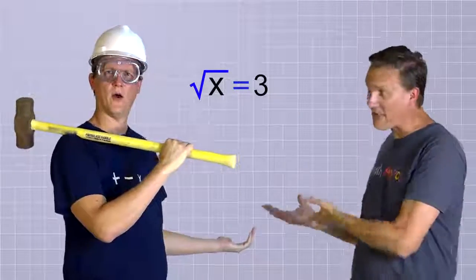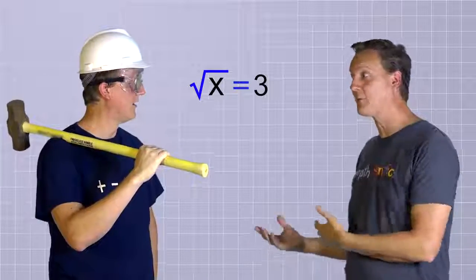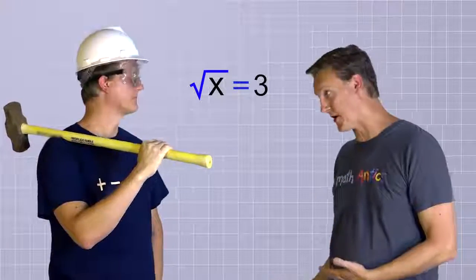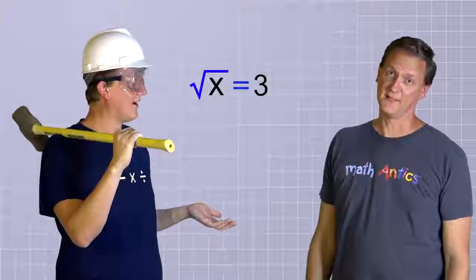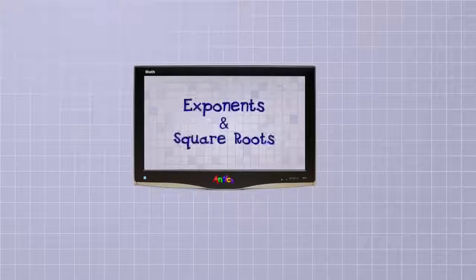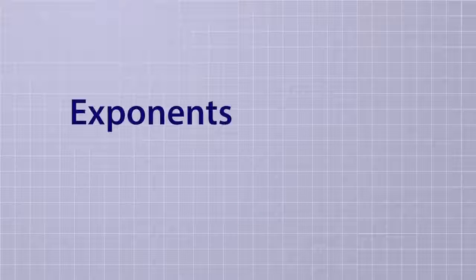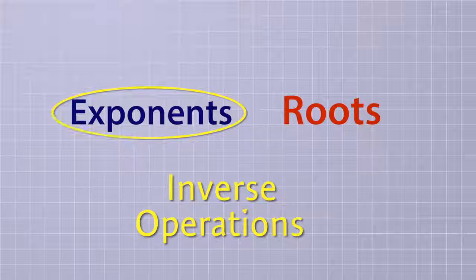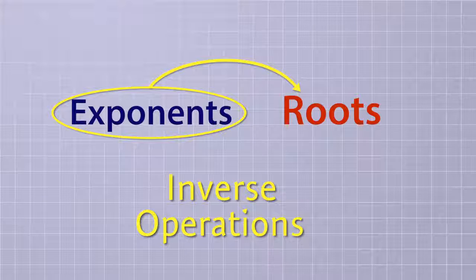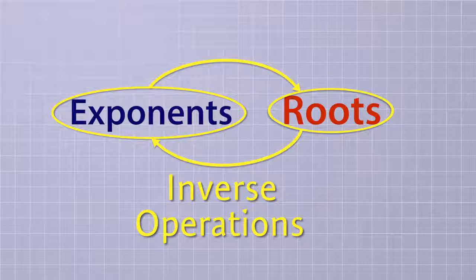I mean, this is a math operation, and to get rid of a math operation, you need to use its inverse operation. Well, I was gonna try that next. In the video called Exponents and Square Roots, we learned that exponents and roots are inverse operations. If we want to undo an exponent, we need to use a root.